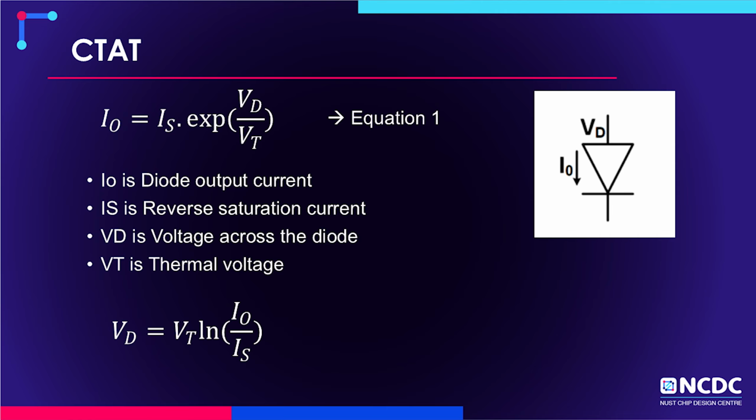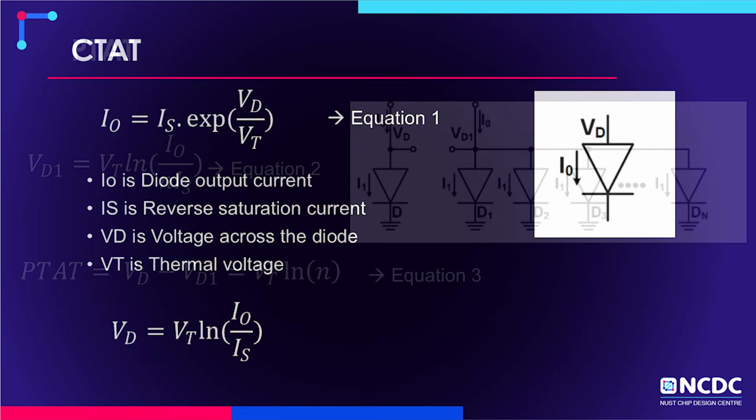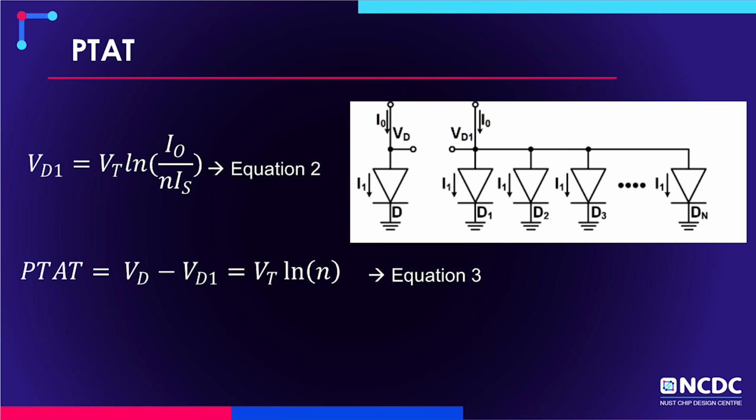From this second equation, we can say that the current through the diode is highly dependent on temperature. As the temperature increases, the voltage Vd decreases, resulting in a complementary-to-absolute-temperature (CTAT) behavior. Now we shall take a look at the PTAT design.